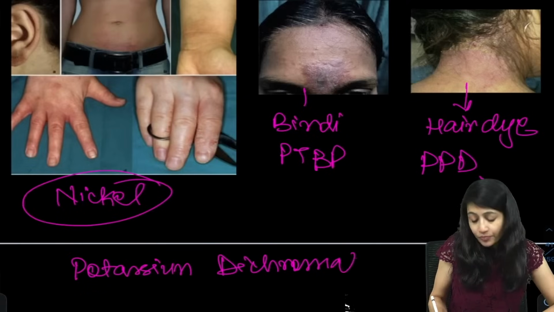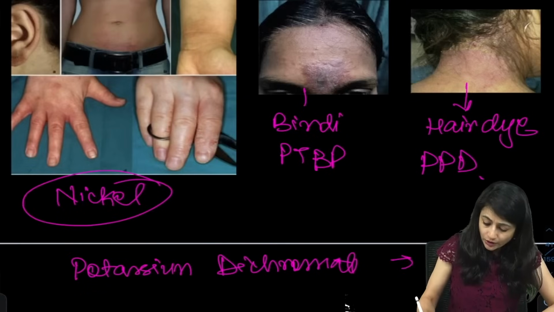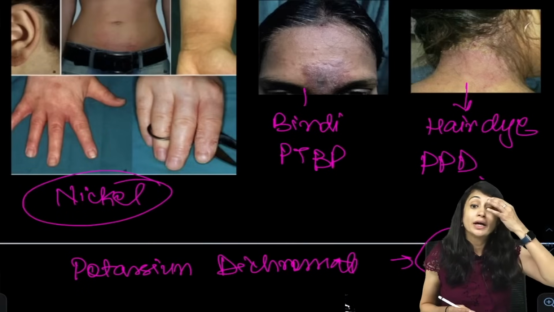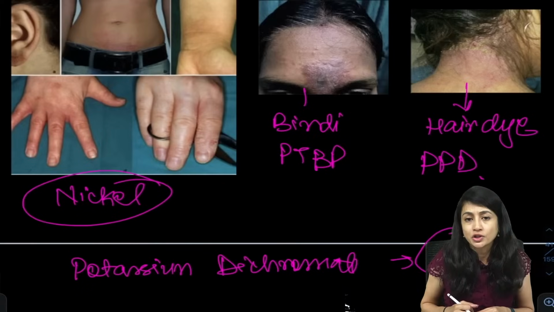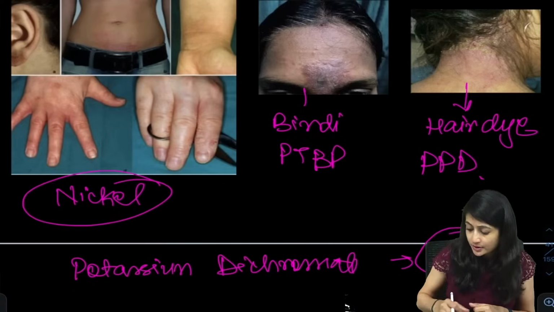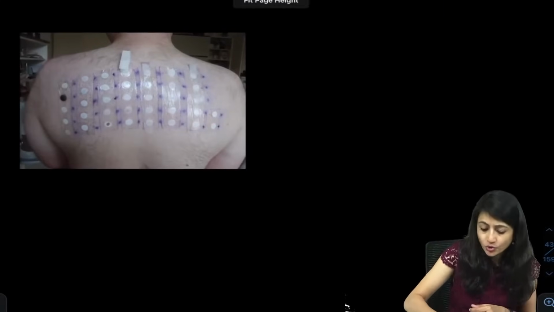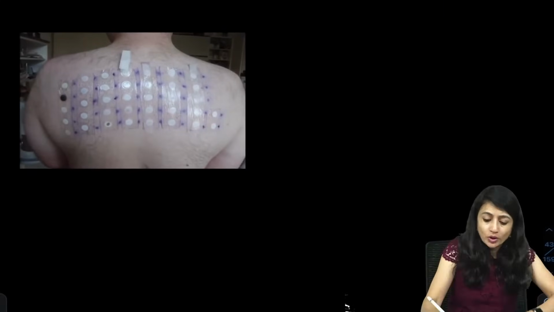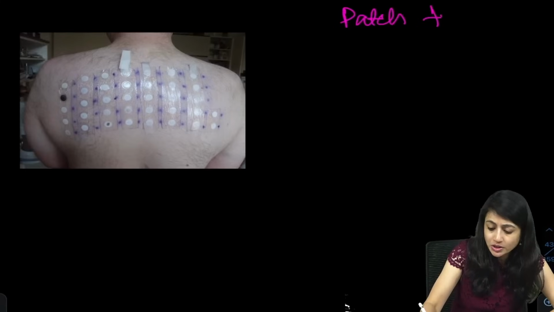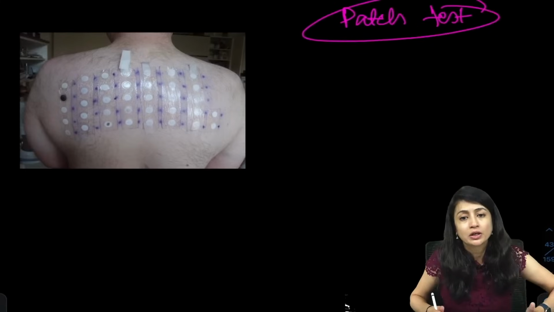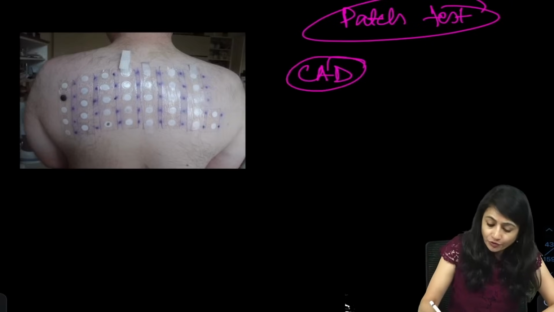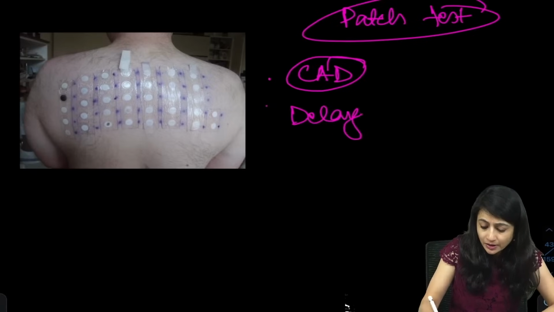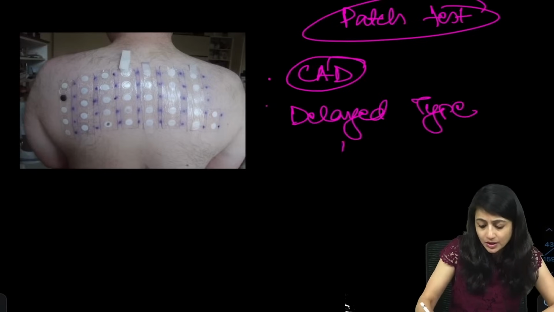So you should know. Quickly, what test will you do? If I have to do a test to diagnose contact allergic dermatitis, what test will you do? Quickly. Absolutely right. You would do a patch test. So patch test, you should know everything about patch test. They ask you various questions. In patch test, the first question that is asked is, it is used to diagnose CAD. What type of reaction is it? It is a delayed type of hypersensitivity reaction.